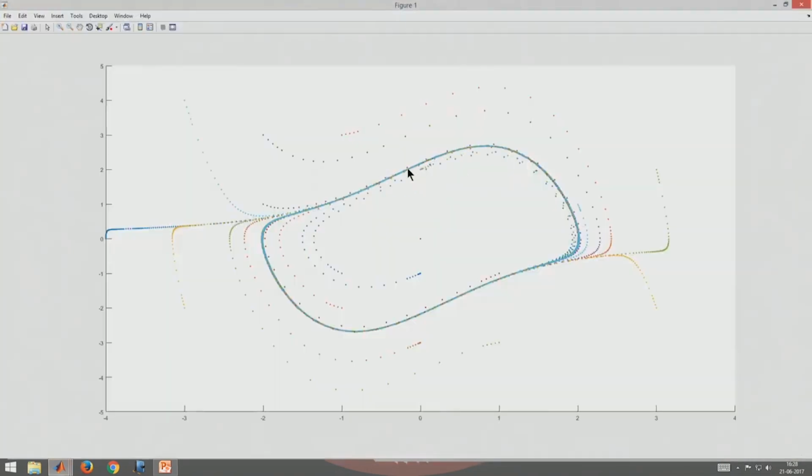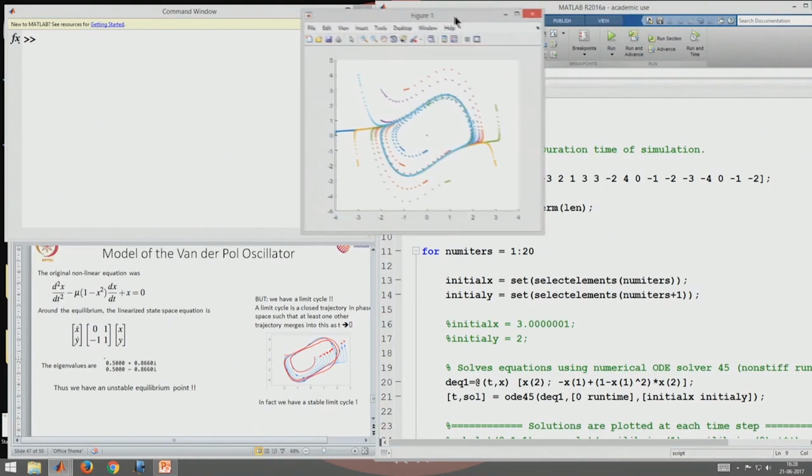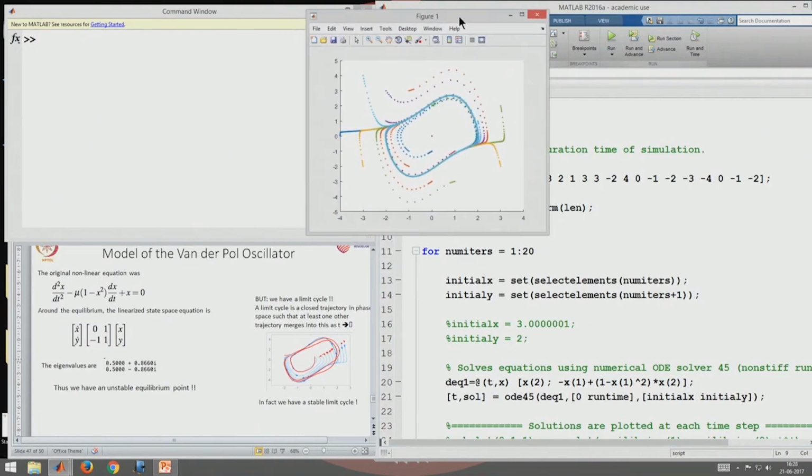For each of these initial conditions, when you compute the solution and plot it, you get this beautiful looking graph. It tells me the following: wherever you start from, the final simulation will always tend to the limit cycle every single time. This is true as long as mu is greater than 0. If mu is equal to 0, it will just be a perfect circle, which is a perfect oscillation because it is a harmonic oscillator.